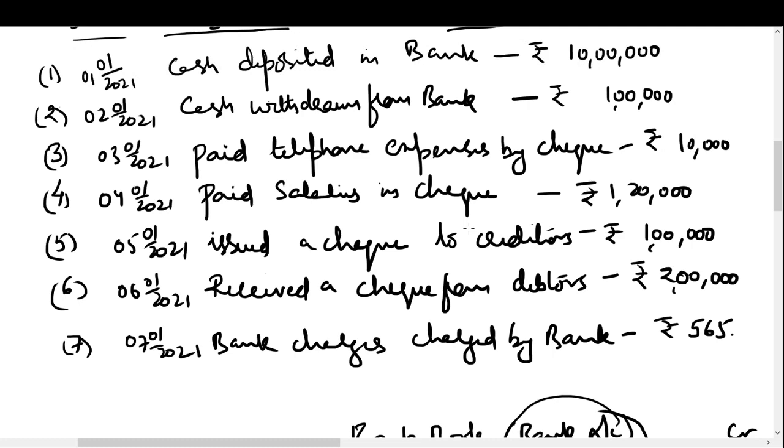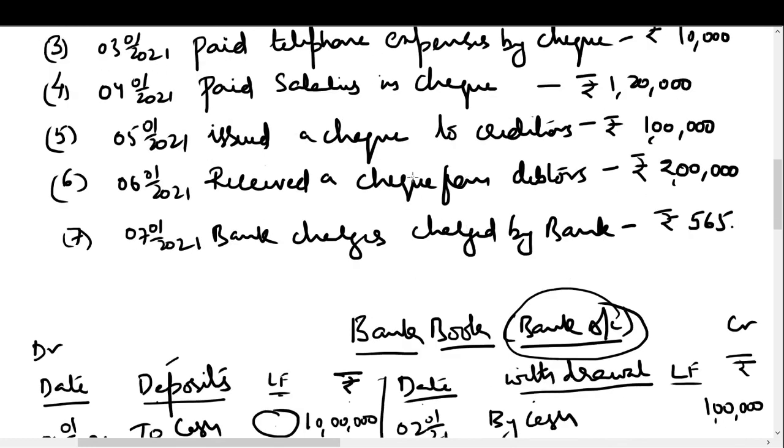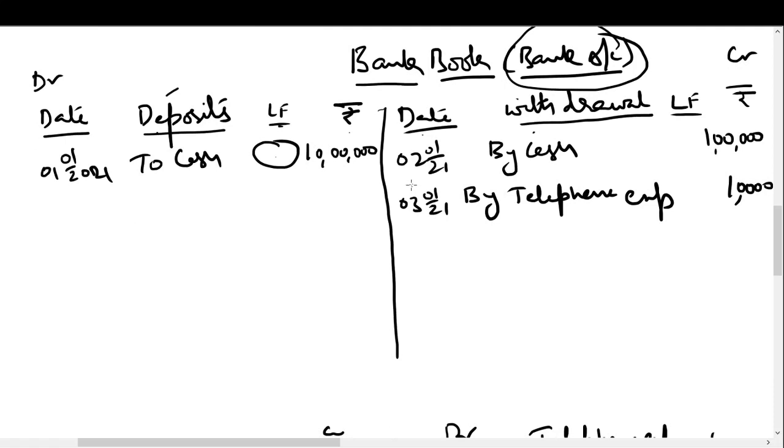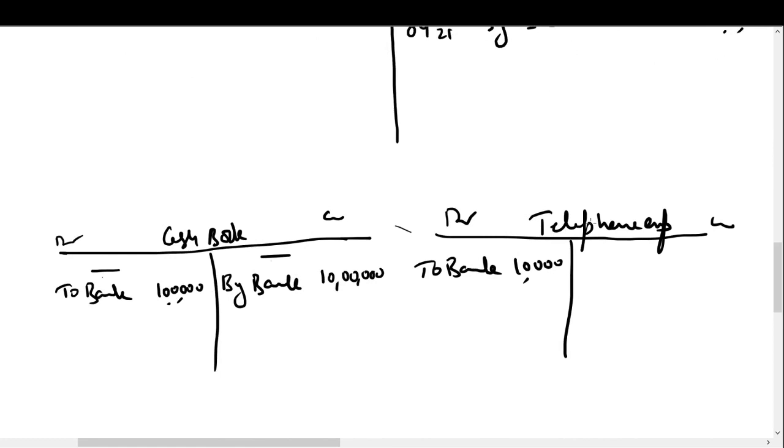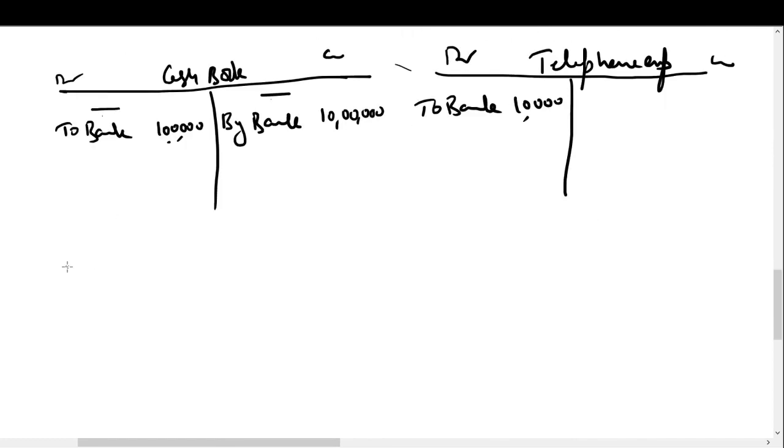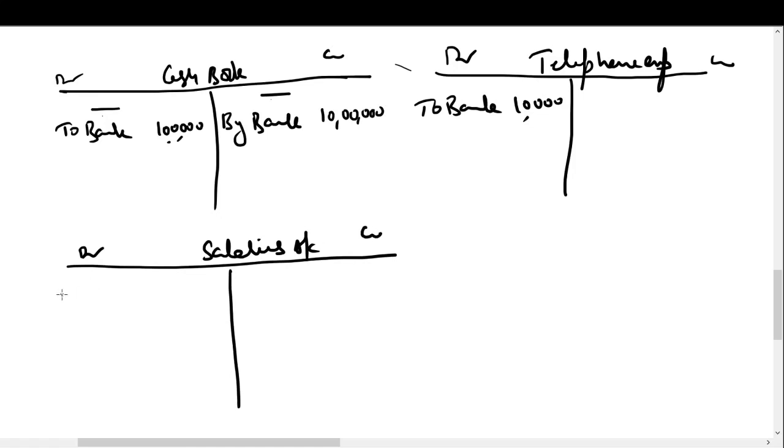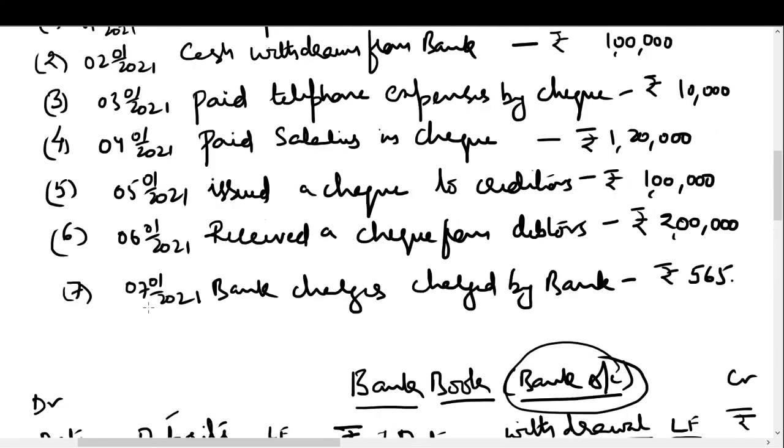Next, paid salaries by check rupees 1,20,000. So we are paying some salaries by check, 1,20,000. Again, it's a withdrawal of money. When we issue a check, the employees are going to encash the check and withdraw money from the bank account of the business. 4th January 2021, by salaries 1,20,000. What will I do? I'll open the salaries account in the ledger, and I will write on the debit side 'to bank' 1,20,000. So the debit posting and the credit posting are completed immediately for the transactions.